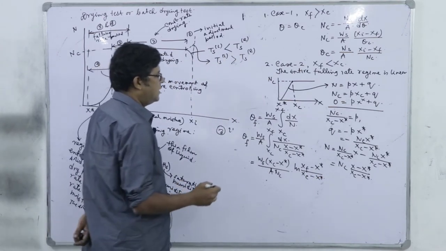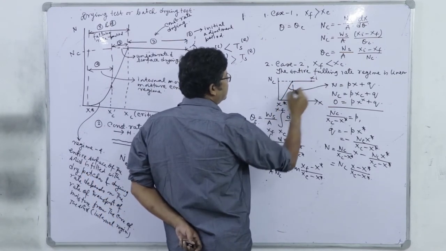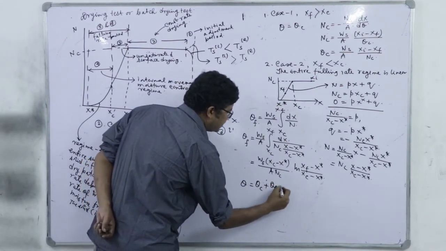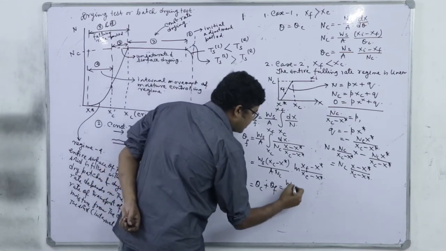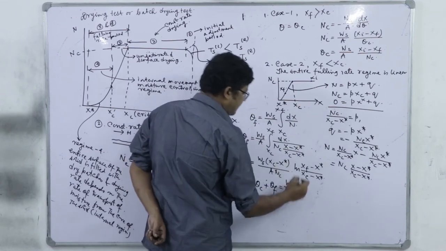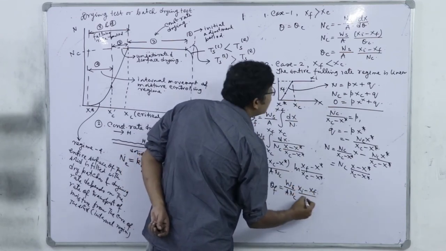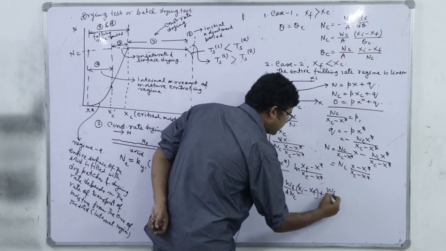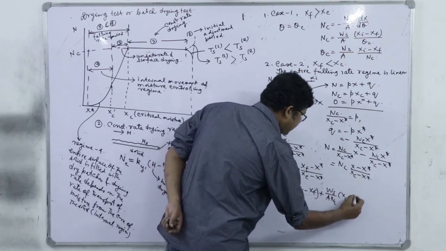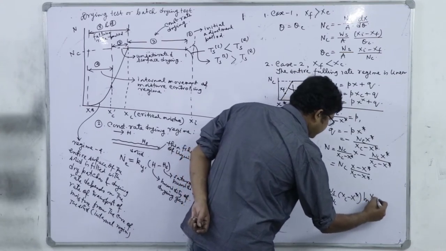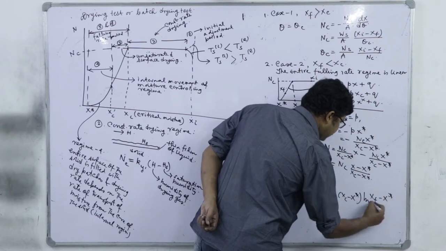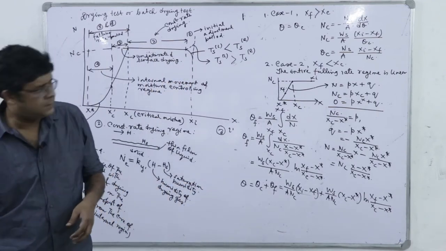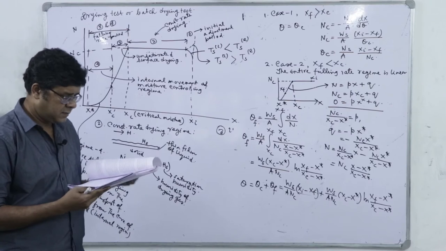So if we start from here, this is xi and we are going here, this is xf, then the total time is theta c plus theta f, which is Ws divided by A Nc into xi minus xf, plus Ws divided by A Nc into xc minus x star into ln of xf minus x star divided by xc minus x star. Right. So these are the equations which we have to use.